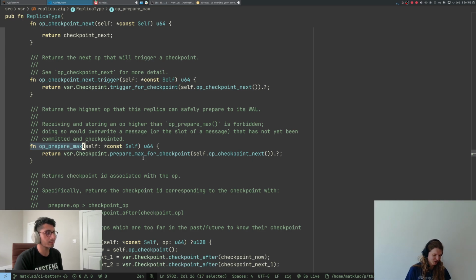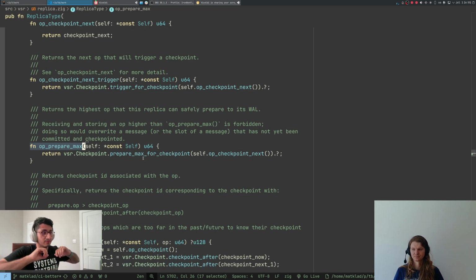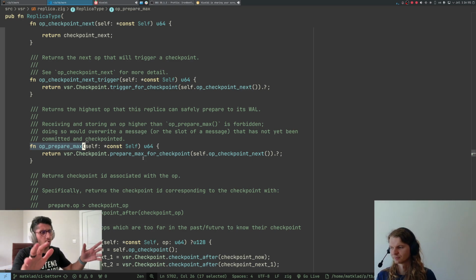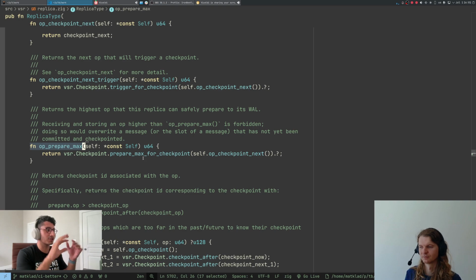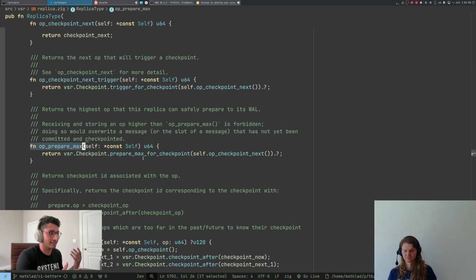But again, I don't know which dragons might be there. So basically, the op prepare max, which on each replica right now is a function of only that replica's checkpoint ID, is now becoming a function of a quorum. It has to take into account other replicas' checkpoint IDs as well.